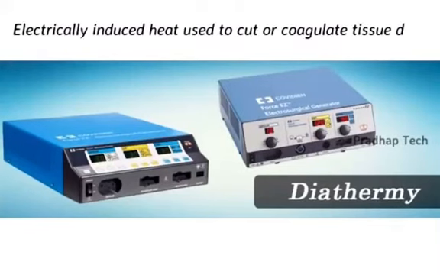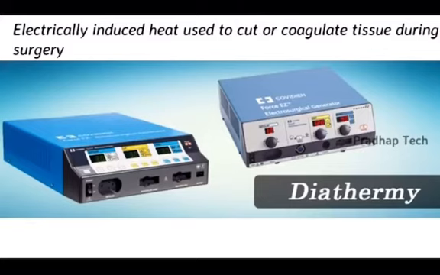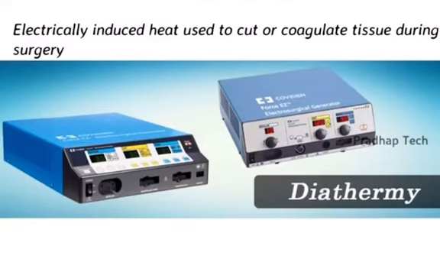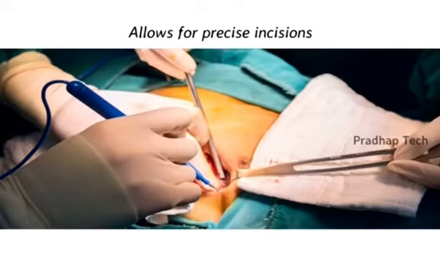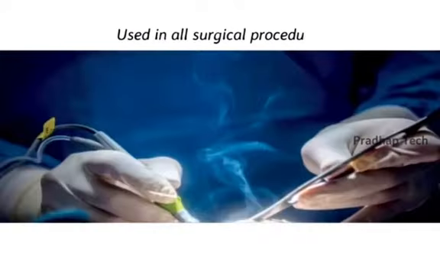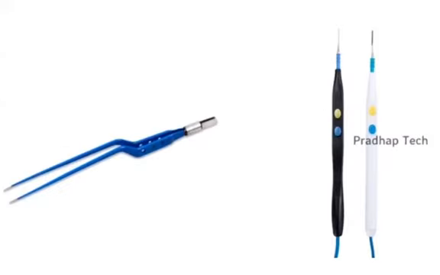The diathermy is important. Why is it so important? First, the diathermy-induced heat is used to cut, coagulate or ablate the tissue during surgery, or sometimes it allows percutaneous incisions to be made with limited blood loss, and it is now used in nearly all surgical procedures. It is also commonly used in surgical procedures, as we know. Let's see the difference between monopolar diathermy and bipolar diathermy.